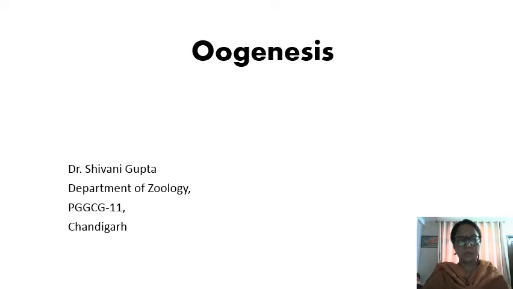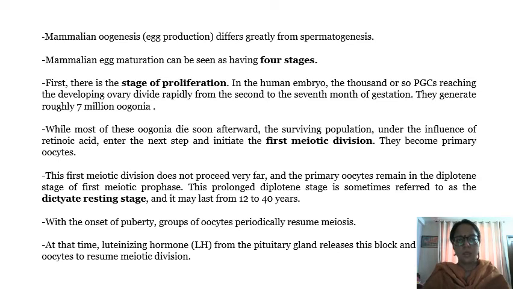Good morning, everyone. Today I am going to discuss the process of oogenesis with you. Oogenesis is basically the process of egg production, and as you all know, it greatly differs from spermatogenesis. Mammalian egg maturation can be seen as having four stages.